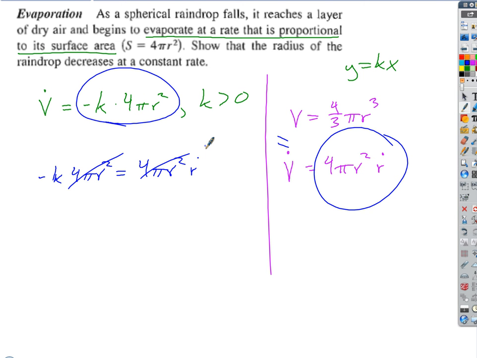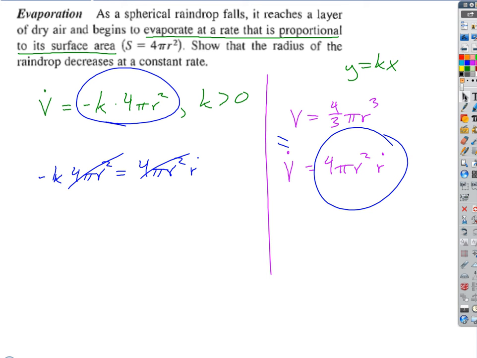So now we just showed that the radius of the raindrop decreases at a constant rate. R dot equals negative K, where K is just some positive constant. Would we have to define K as being larger than 0? I would, because then it makes sense that it's decreasing. That's how I would do it. Okay, you could just call it K and make K less than 0, I guess. Same thing.